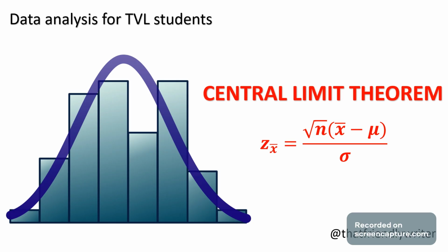Today, we'll learn about applying the central limit theorem using the formula z equals the square root of n times x bar minus mu, all over sigma. Alright, let's get started.